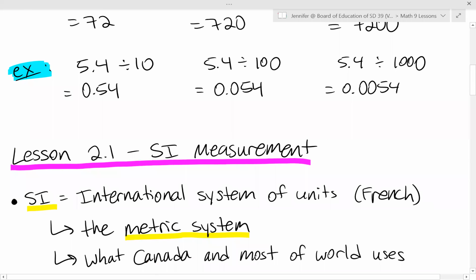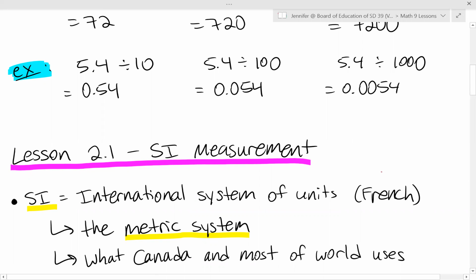So lesson 2.1 is on SI measurement. You might be asking, what is SI? It is the International System of Units. And why is it SI and not IS? The reason is whoever made this up, it is written in French. So I don't know the exact words in French, but International System of Units is like something that the acronym would be SI for.